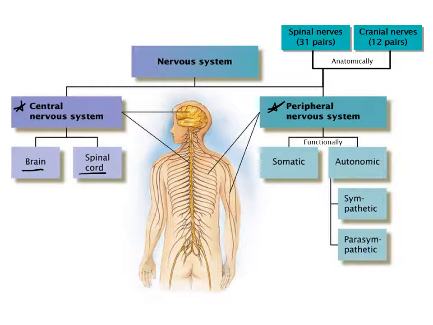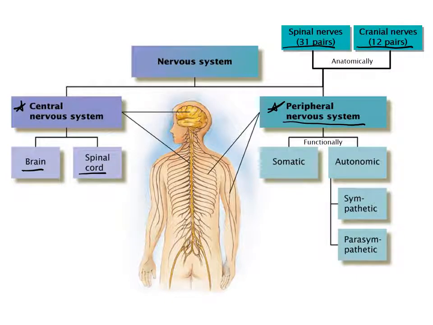Both of these structures are derived from the neural tube, which develops in the third week of gestation. The peripheral nervous system, however, develops from neural crest cells. Anatomically speaking, the peripheral nervous system is divided into spinal nerves, of which there are 31 pairs, and cranial nerves, which have 12 pairs.